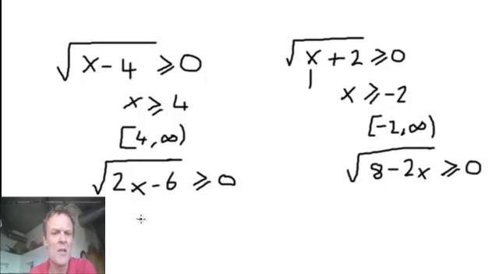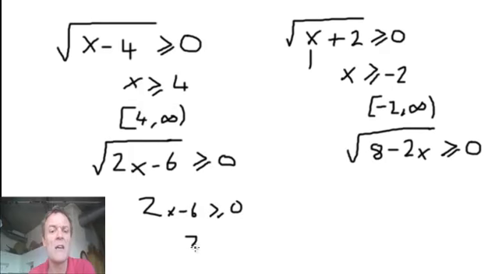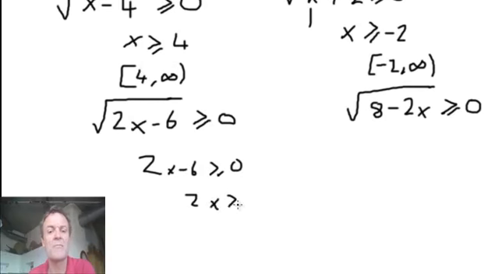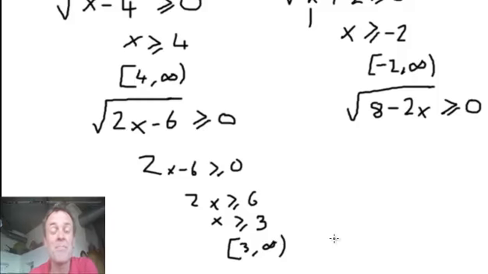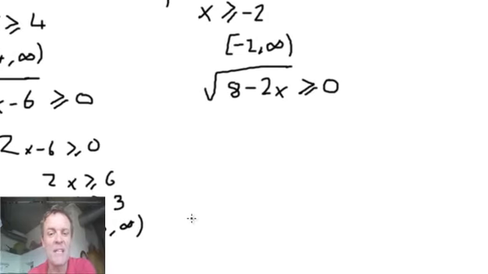How about this one? 2x minus 6 must be greater than or equal to 0. If I add a 6 to both sides, I get that. Divide by 2, I get that. Okay, the answer is, in interval notation, 3 to infinity. Okay, trick 1 coming up. Right, now you're going to go back and test the numbers. Definitely for this last one, I'm going to have to test the numbers.